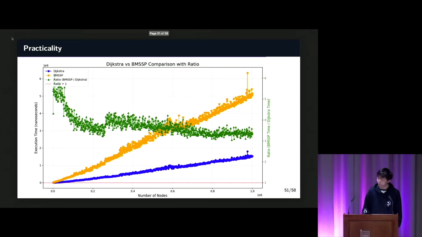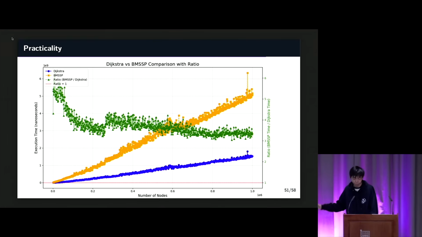Well, we do have some experimental results from a team from the Federal University of Campina Grande, Brazil. And in this graph, the orange line is BMSSP, the blue line is Dijkstra, and the green line is their runtime ratio on sparse graph up to n equals 1,000,000.